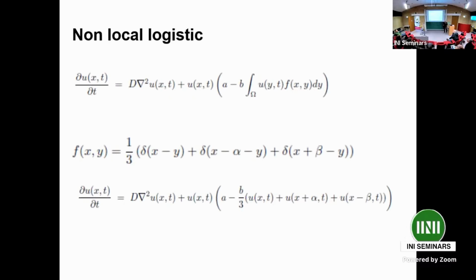This is something that can be done analytically, again by Fourier transforming the whole equation and making some calculation. It is quite straightforward to do, especially when you have something like the delta here. It is very easy to calculate.